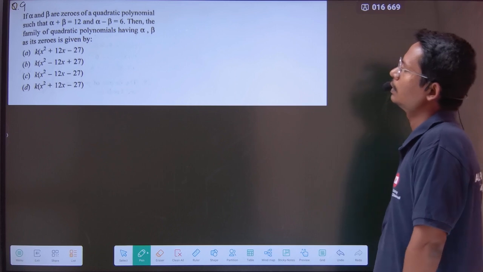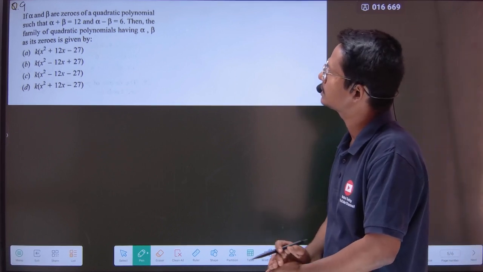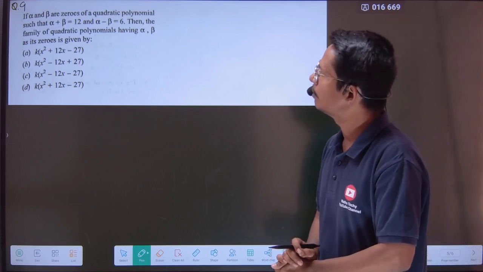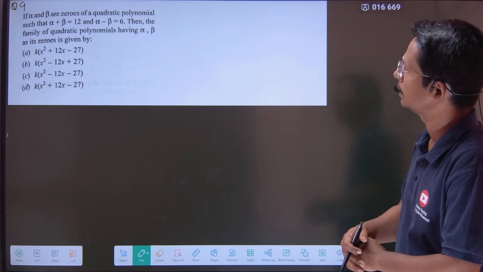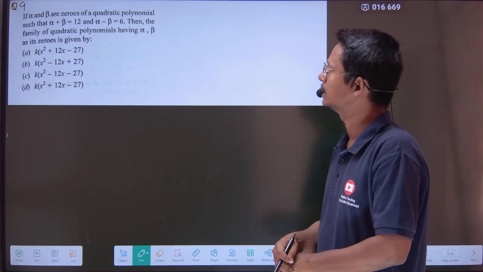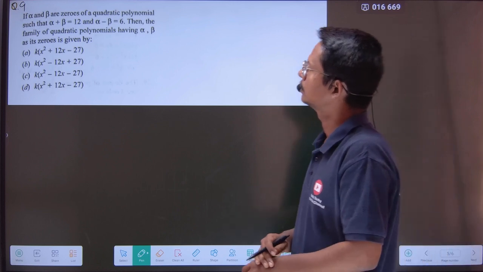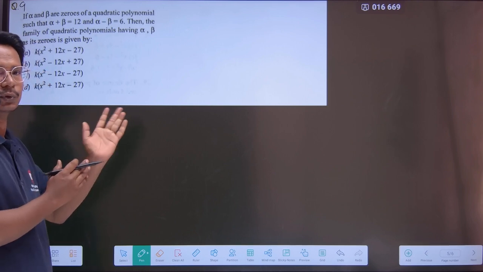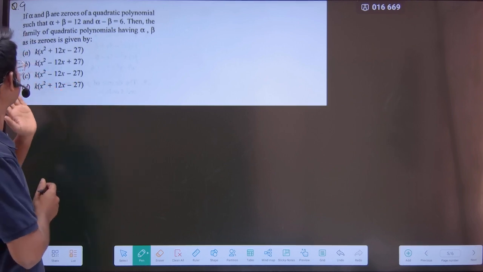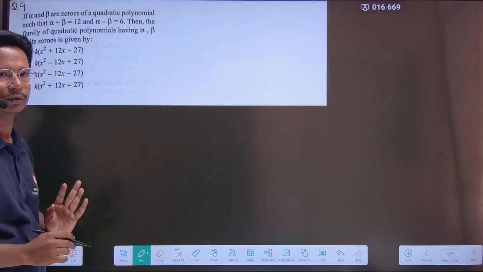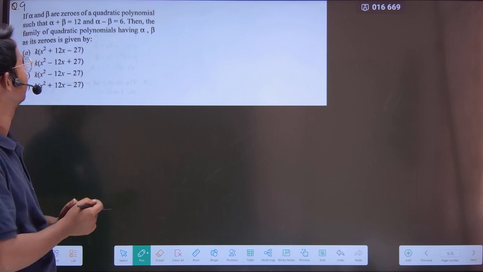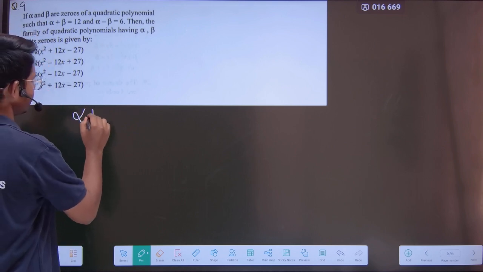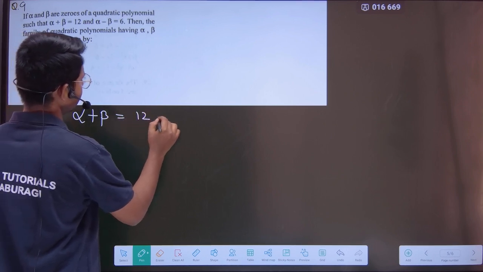Next one, 9th one: if alpha and beta are zeros of a quadratic polynomial such that the sum of zeros is given and the difference of zeros is also given, then the family of quadratic polynomials having alpha, beta as its zeros is given by... Fine. So with the help of the sum of zeros and the product of zeros, you can express the polynomial, because here the highest degree is 2, meaning it is a quadratic polynomial. The sum of zeros is given, 12.